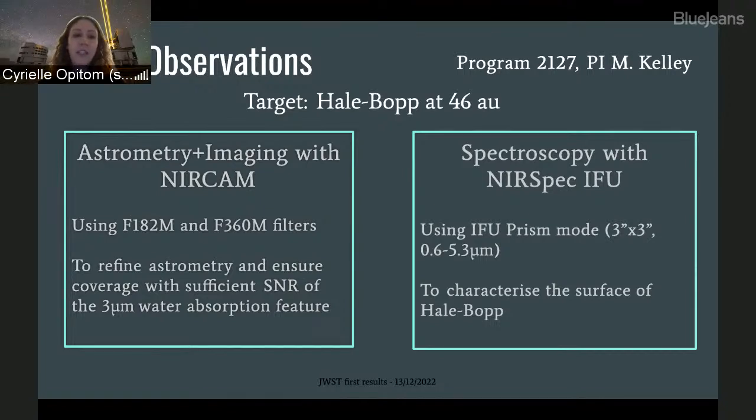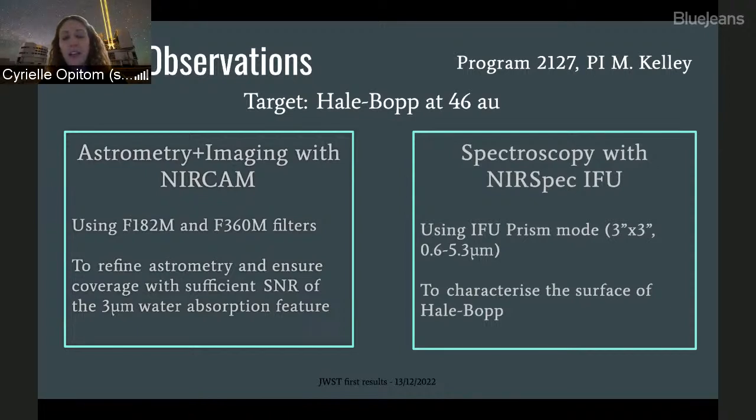So the NIRCam data to do astrometry and imaging using filters at about 1.8 and 3.6 microns. And the goal of that was really to refine the astrometry because the comet hadn't been observed for a long time. So we needed to make sure that we knew the orbit of the comet well enough to point at it with the NIRSpec IFU.